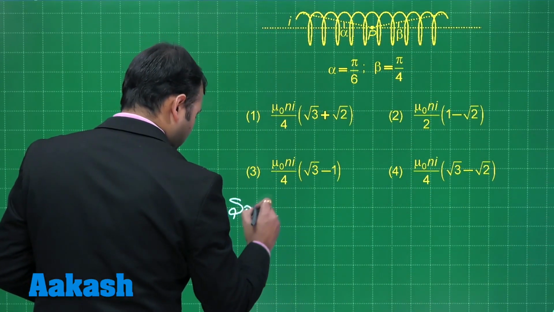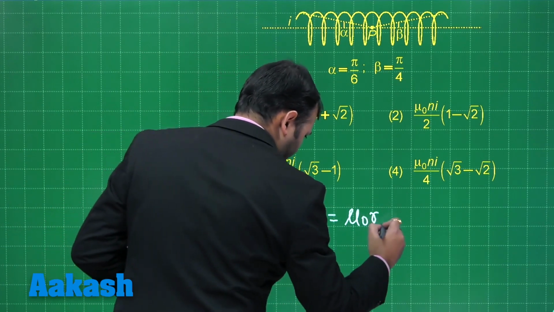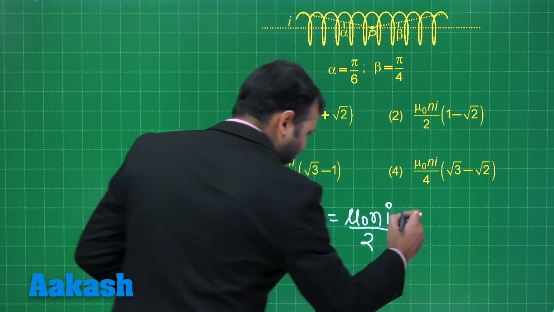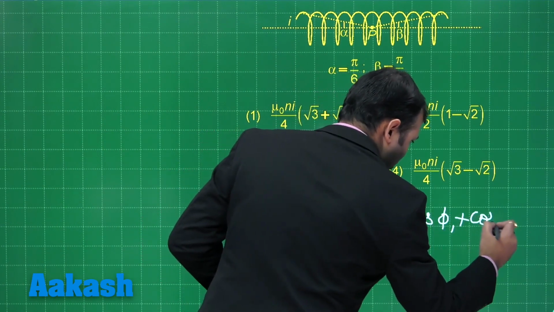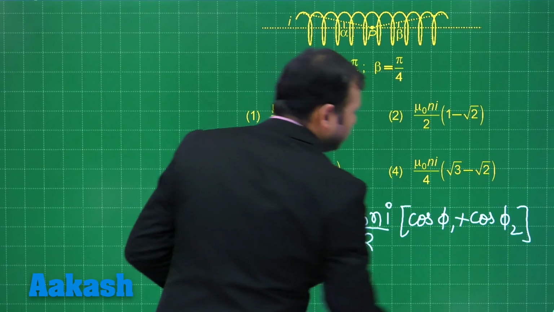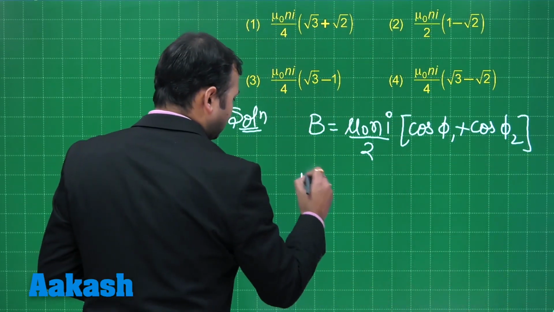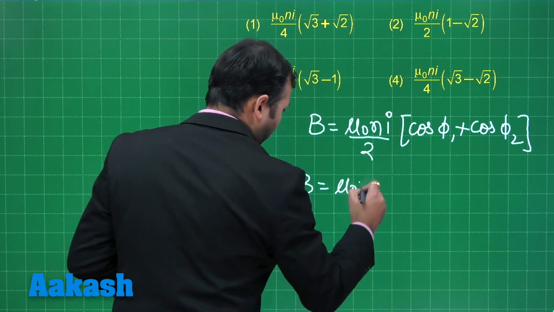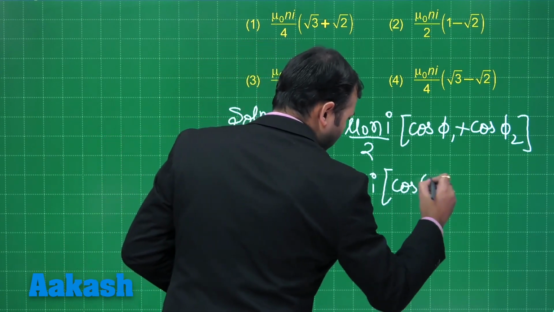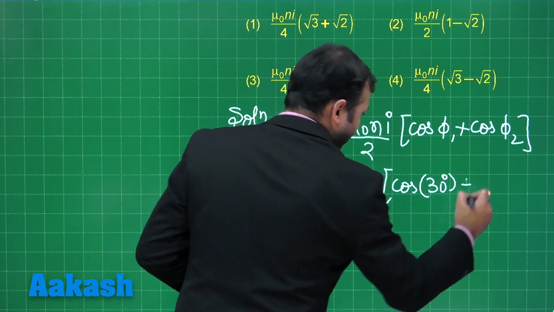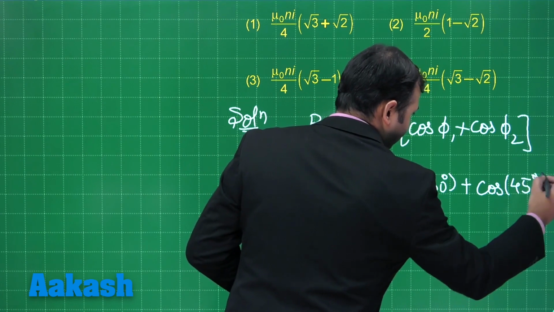Let's start the solution. As per the formula, it is mu naught small n, number of turns per unit length, divided by 2, cos of phi 1 plus cos of phi 2. So we know what is the value of phi 1, that is 30 and 45. Let's put down the values. So B is equal to mu naught n i by 2, cos of 30 degree plus cos of 45 degree, right?